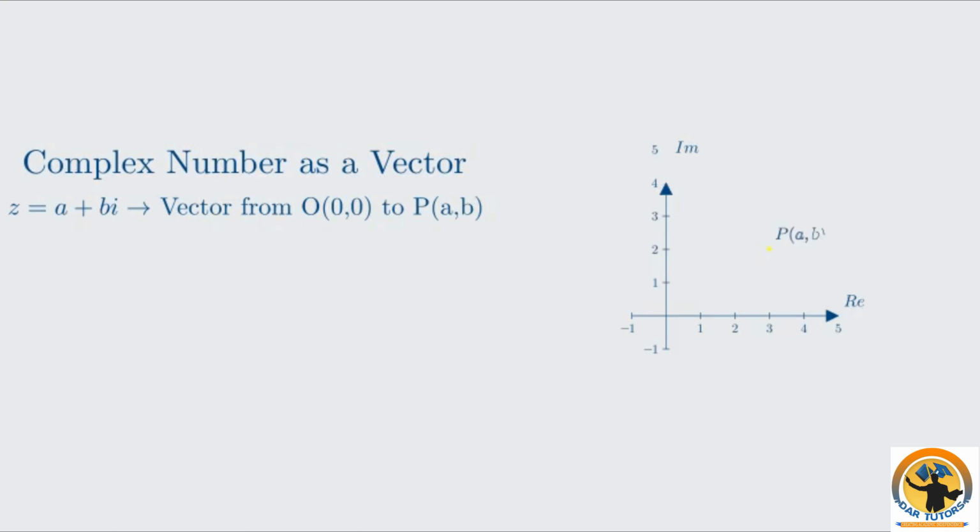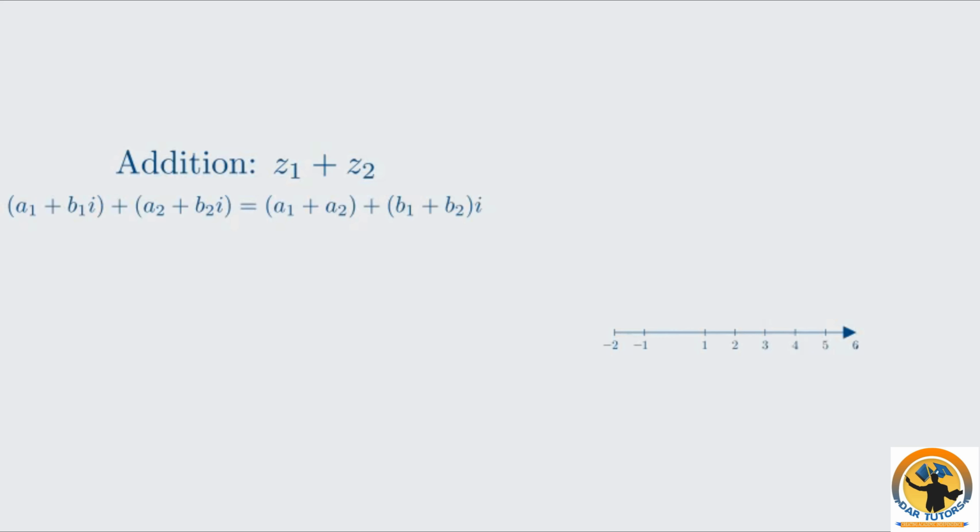In the complex plane, we can also represent a complex number as a vector. A complex number z equals a plus bi can be represented by a position vector from the origin to the point (a, b). This vector has a starting point at the origin, (0, 0), and an endpoint at (a, b). This vector representation allows us to perform operations on complex numbers using vector geometry. For instance, to add two complex numbers, z1 and z2, we can use the parallelogram rule for vector addition. The vector representing z1 plus z2 is the diagonal of the parallelogram formed by the vectors z1 and z2.